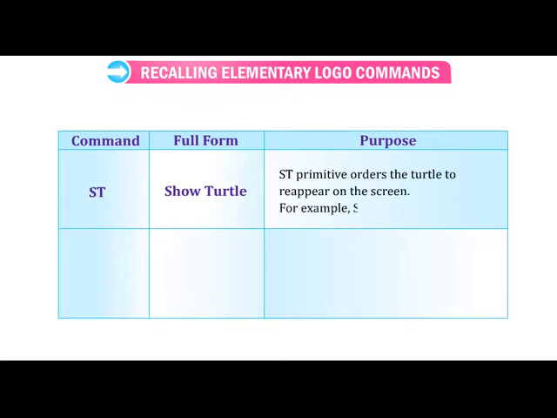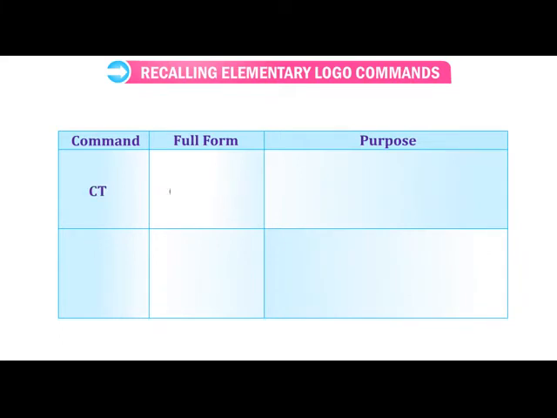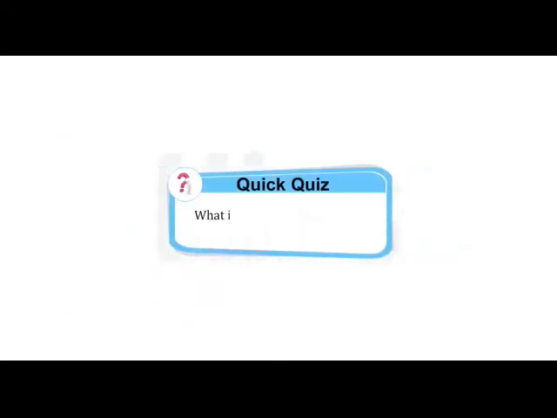For example, ST, enter. CS, clear screen. The CS primitive clears the entire picture drawn in the main screen and brings the turtle to the center of the screen. For example, CS, enter. CT, clear text. The CT primitive is used to clear the contents of the text screen. For example, CT, enter. Students, can you tell me the difference between CS and CT?